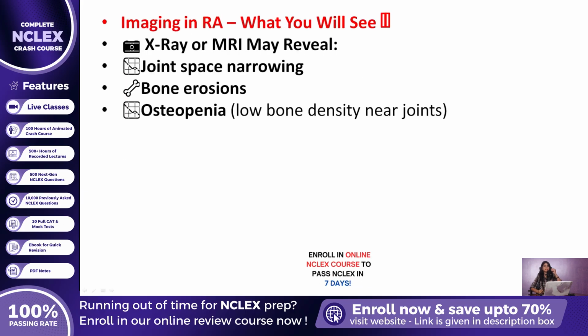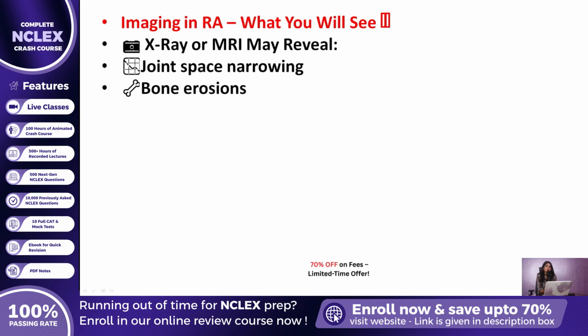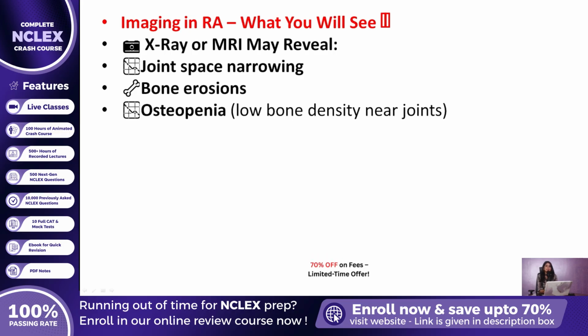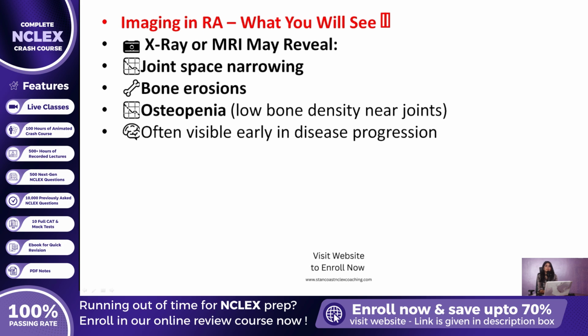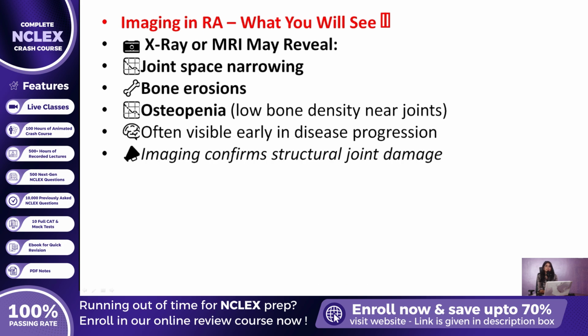Now let us talk about imaging. Tools like X-rays or magnetic resonance imaging are super helpful because they can show joint space narrowing, bone erosions, and even reduced bone density near the affected joints. And yes, you can see these changes even early in the disease.